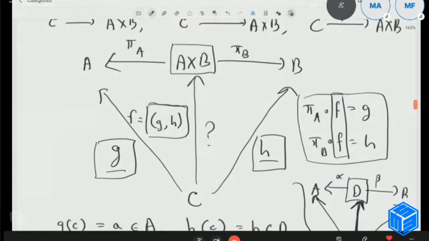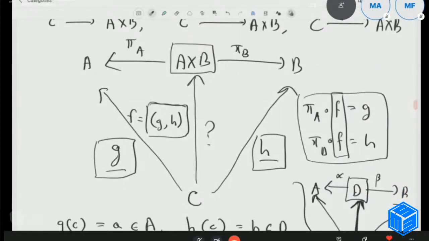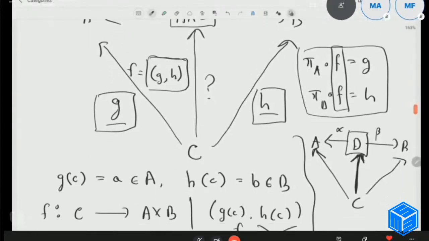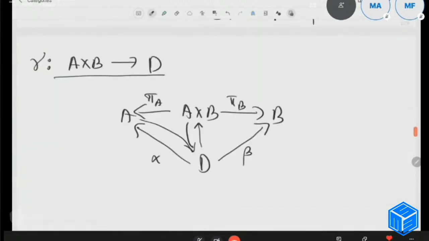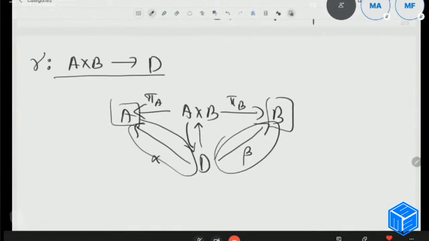So the properties, remember, what do we have? A cross B has the property that any map into A cross B corresponds to a pair of maps into A and into B. And D also has the same property: any pair of maps into A and B corresponds to a map into D. So look at this. This is a pair of maps going into A and B. Can I get a map from D into A cross B using the properties above?